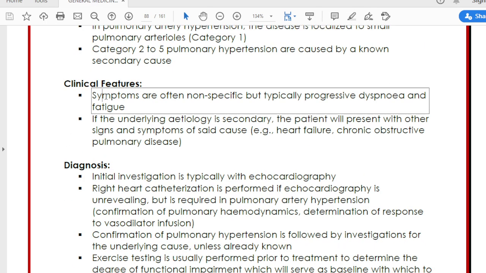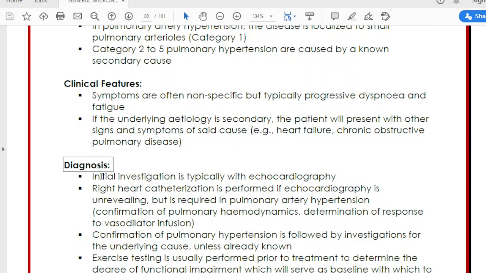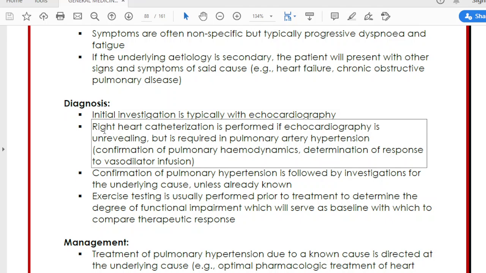Clinical features. Symptoms are often nonspecific but typically progressive dyspnea and fatigue. If the underlying etiology is secondary, the patient will present with other signs and symptoms of said cause, example heart failure, chronic obstructive pulmonary disease. Diagnosis. Initial investigation is typically with echocardiography. Right heart catheterization is performed if echocardiography is unrevealing, but is required in pulmonary artery hypertension.